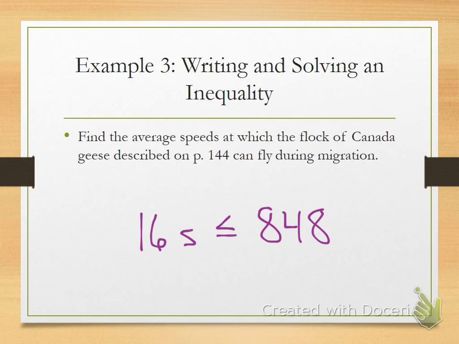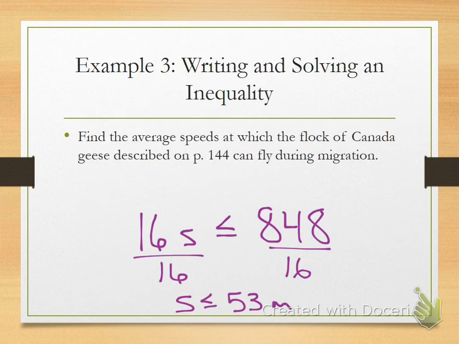All right, and then I can just solve it by dividing both sides by 16. And what's 848 divided by 16? So S is less than or equal to 53 miles per hour.